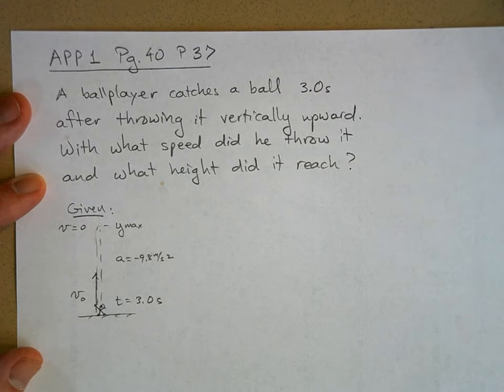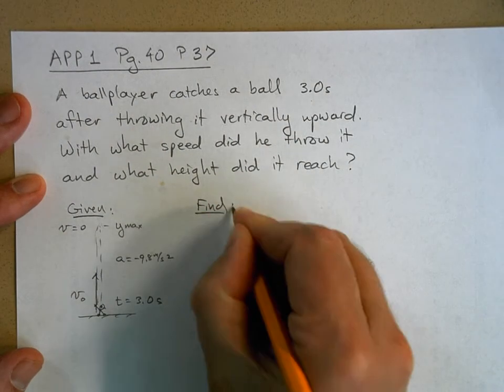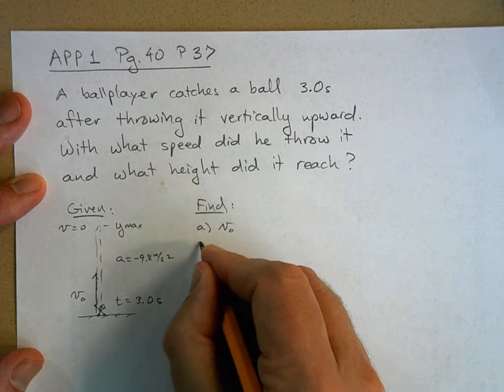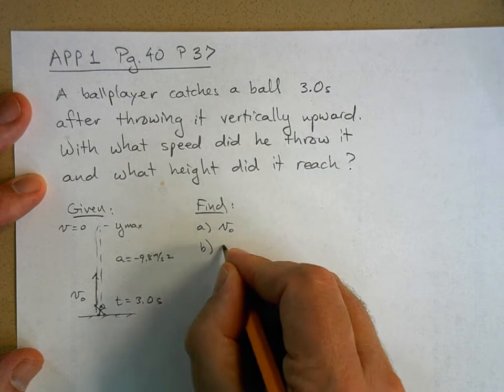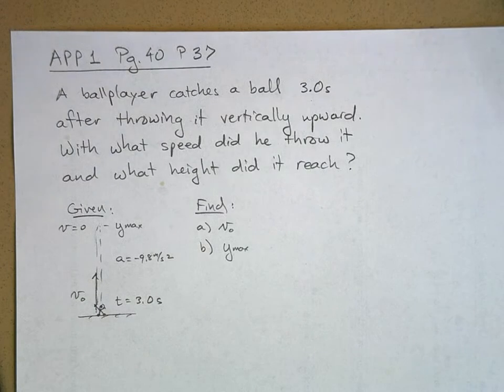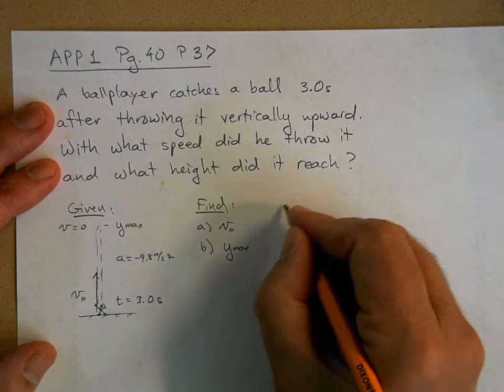And so we can use all that, and there are multiple ways of solving this problem. What do we want to find? A, we want to find V0, and B, we want to find Y max. Or you can say delta Y max, that's good enough too. So let's solve.